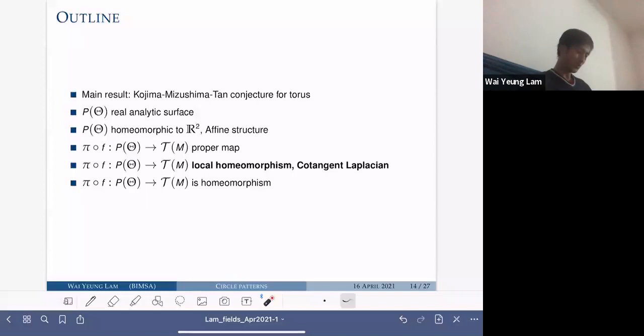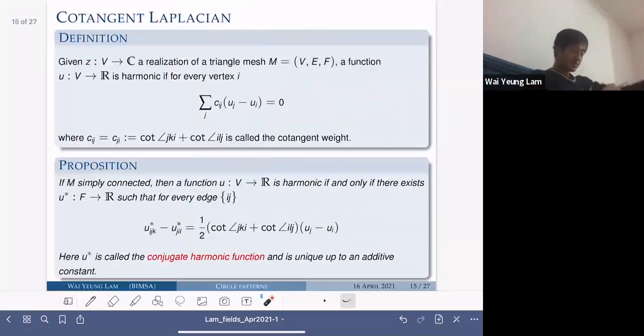Okay, homeomorphism. So what I need is the cotangent Laplacian. If I have a realization of a triangle mesh in the complex plane, then a function you define at the vertices is harmonic if for every vertex i, you have the sum of Cij times (uj minus ui) equal to zero. So you have this one vertex i, and you look at the neighboring vertices, and you take Cij times (uj minus ui) over all these edges. This Cij is called the cotangent weight.